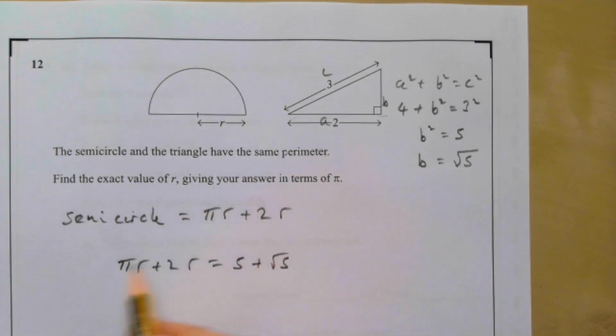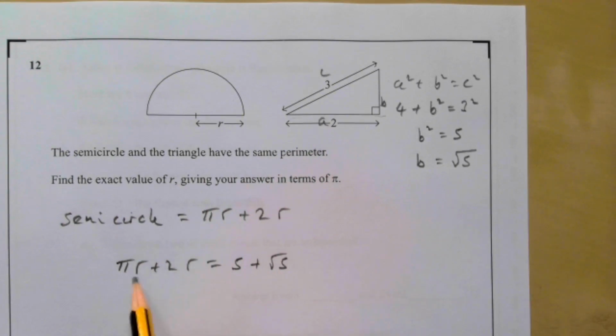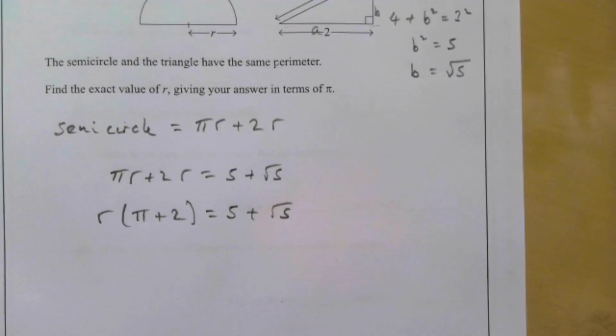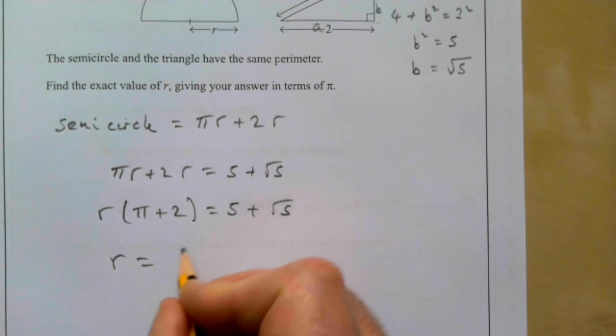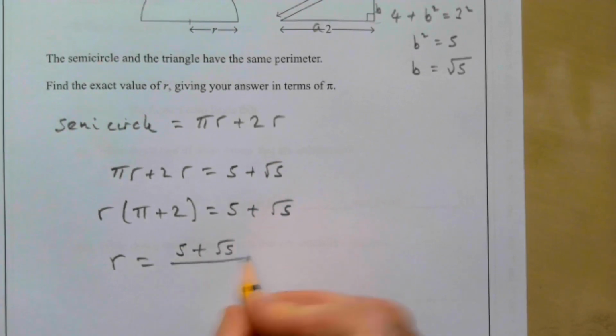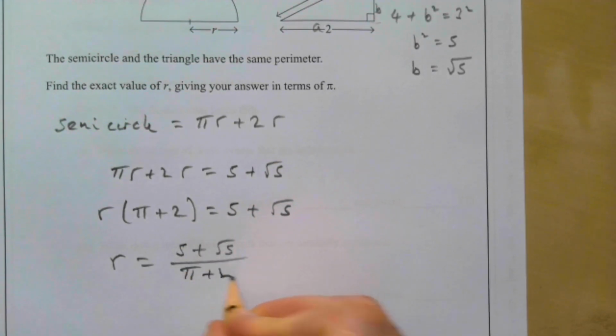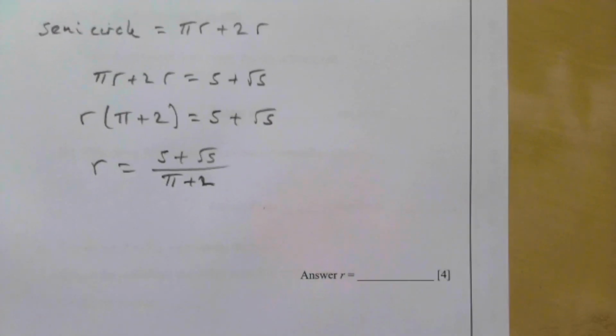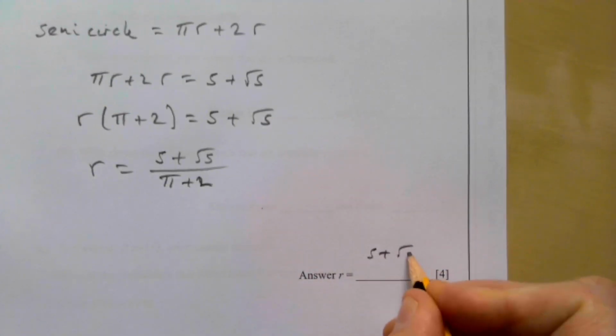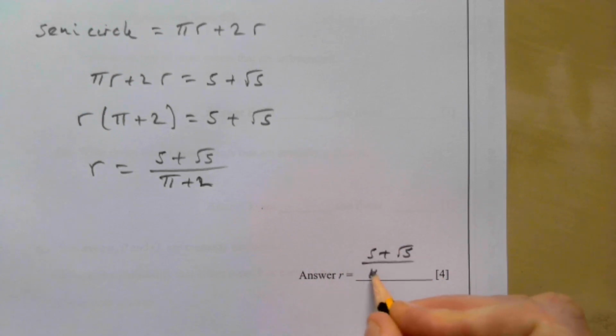Find the exact value for r, giving your answer in terms of pi. So we don't need to do any calculations here, we just need to rearrange. This is messy too because there's an r here and an r here. The way we get the r on its own is to factorize it out. So it's going to be r times pi plus 2 equals 5 plus root 5, and then to divide that, we divide by the bracket. So we're going to go 5 plus root 5 all over pi plus 2, and that's the answer they want.